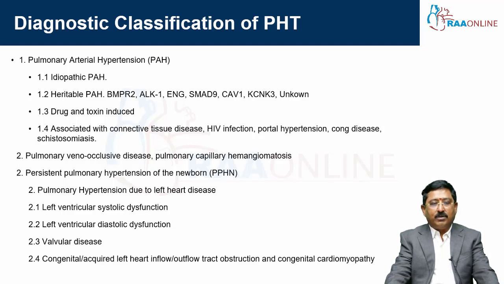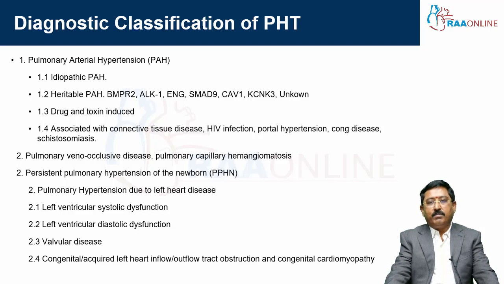idiopathic pulmonary arterial hypertension, where the cause is not known, or hereditary pulmonary arterial hypertension, which is related to BMPR2 protein or other unknown causes, or drug- or toxin-induced. Drugs like fenfluramine or rapeseed oil, all these toxins can produce pulmonary arterial hypertension. Associated with connective tissue disorders, as I told you, most commonly seen in SLE, rheumatoid arthritis or systemic sclerosis. Systemic sclerosis presents in a limited form and a diffuse form. Both can present with pulmonary hypertension.